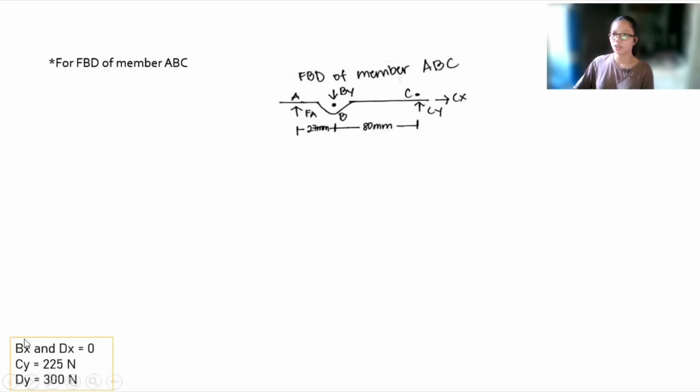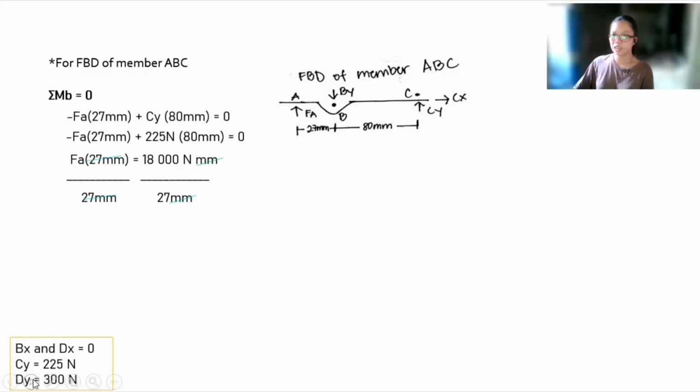And so for FBD of member ABC, I have here the value for Cy already, and my goal is to get the force applied at A. So summation of moment at B is equal to 0 in a counterclockwise direction to get FA. So negative FA, because it is in the counterclockwise direction, multiplied by its moment arm, which is 27 millimeters, plus Cy, and its moment arm is 80 millimeters. So I transpose, Cy has already the value, and that would be 225. Then I transpose FA, and it will change signs.